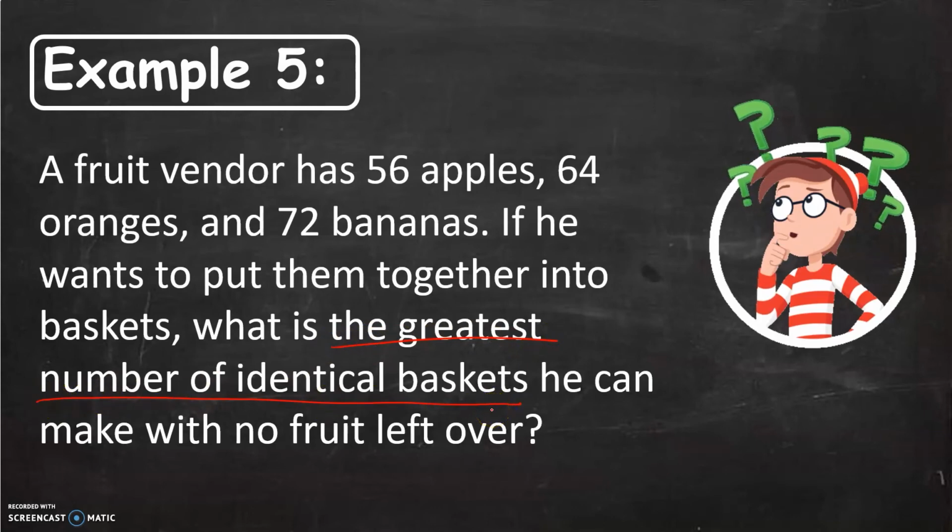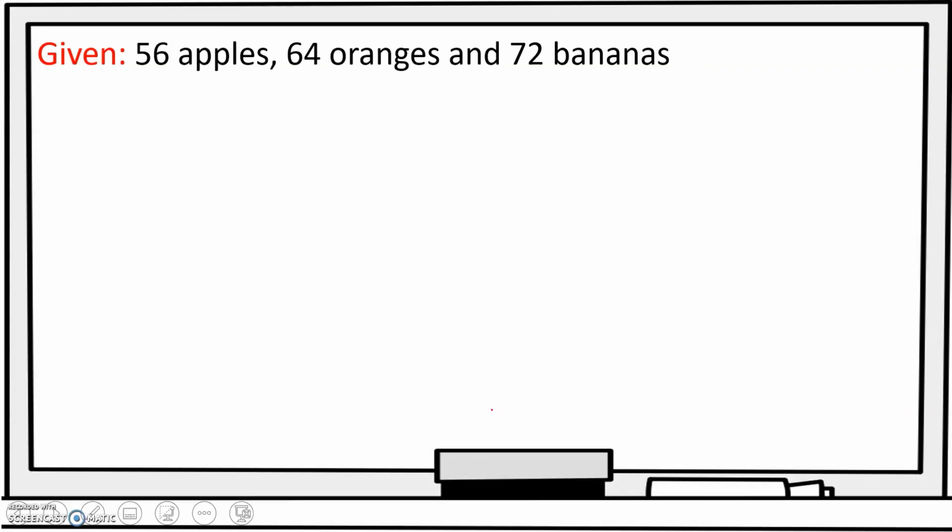Okay, so let's solve. Again, for us to find the greatest number of identical baskets the vendor can make, we will use the concept of GCF. So let's find the GCF of 56, 64, and 72. All these numbers are even numbers, so we can start with 2. 56 divided by 2 is 28. 64 divided by 2 is 32, and 72 divided by 2 is 36.